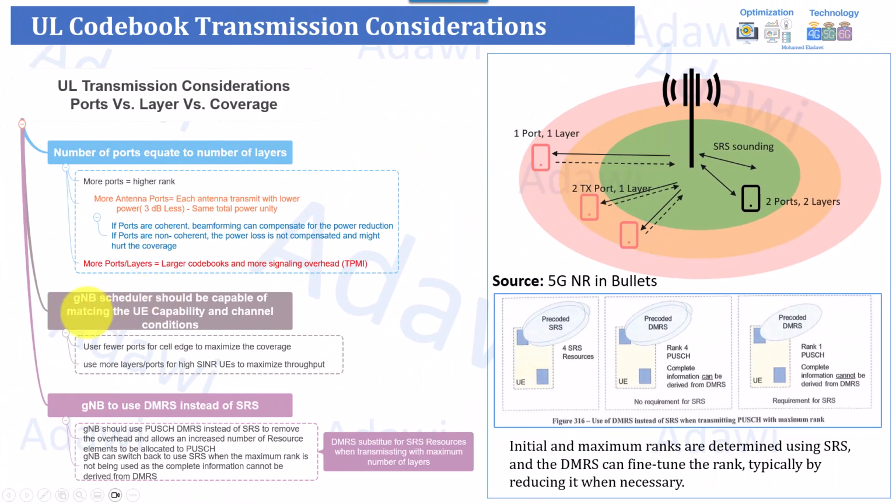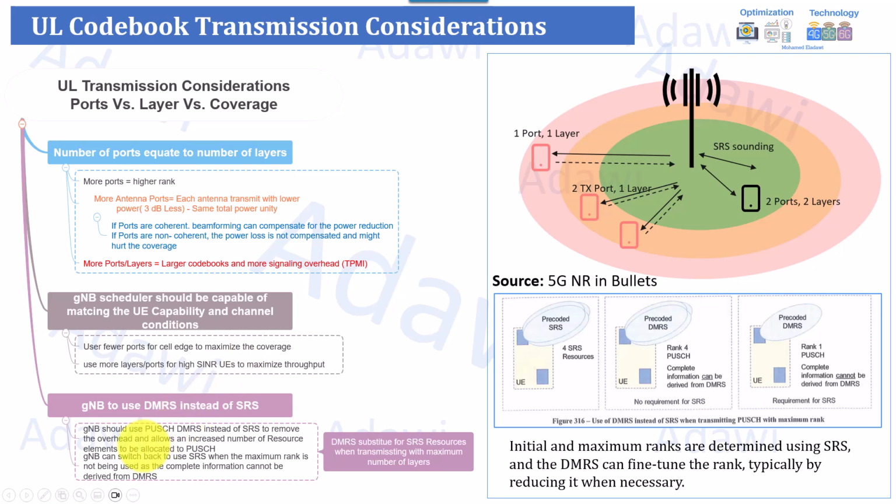So this is again based on the gNB scheduler. It should be capable of matching the capability and the channel conditions. For example, use fewer ports for cell edge to maximize the coverage in this example, or use more layers and ports for high SNR, signal to noise ratio, users to maximize the throughput, as highlighted in the green example.